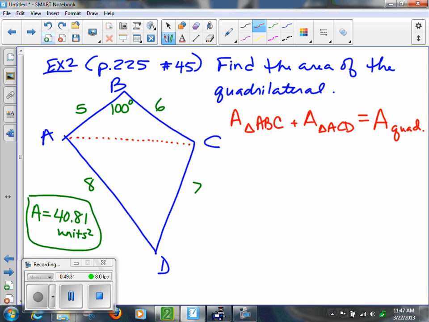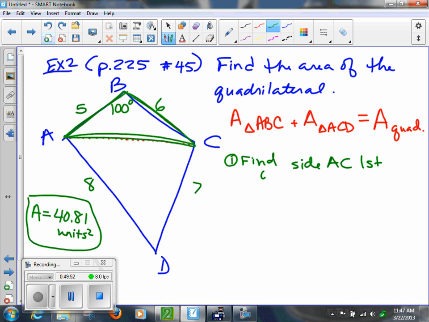Got to use the law of cosines. Why? Because, look, this is side, angle, side. So make yourself a note: find side AC first using the law of cosines. Then you're able to find the area of the top triangle, you're able to find the area of the bottom triangle, and then you're going to add them together to get the area of the whole thing, okay?